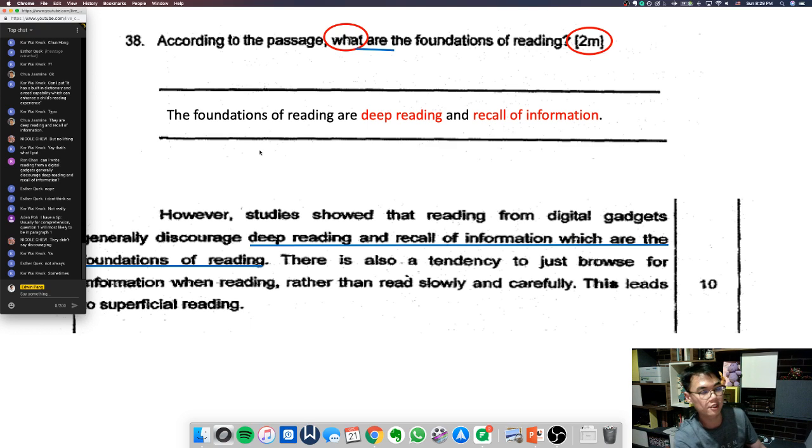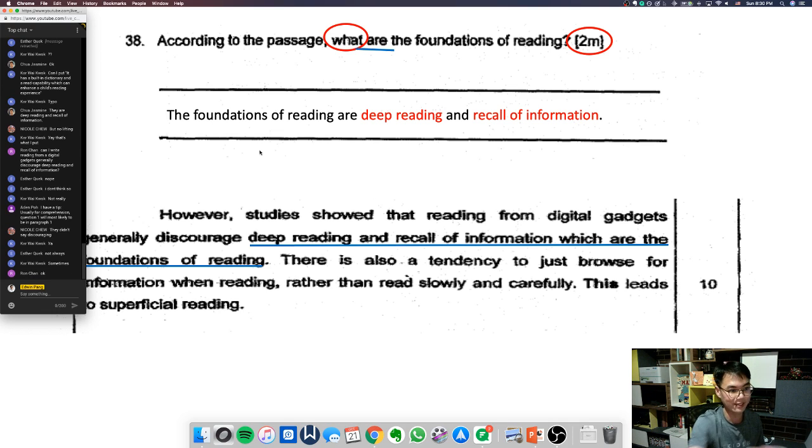So what are the foundations of reading? I look for foundations of reading, then I tell you what they are. They are deep reading and recall of information. So always remember, don't ignore the question. You ignore the question at your own peril, at your own danger.